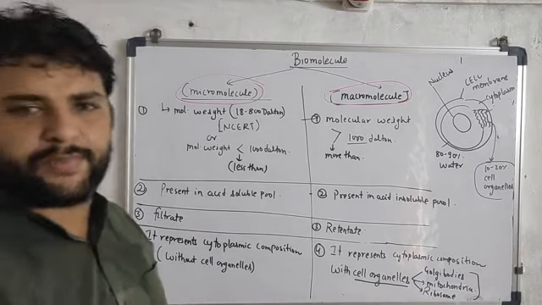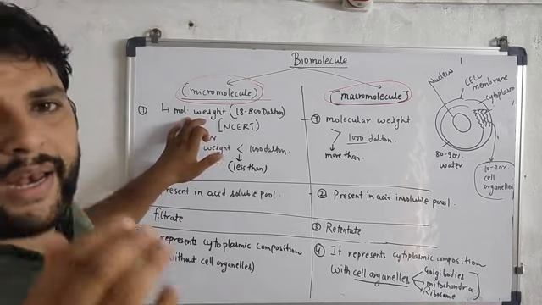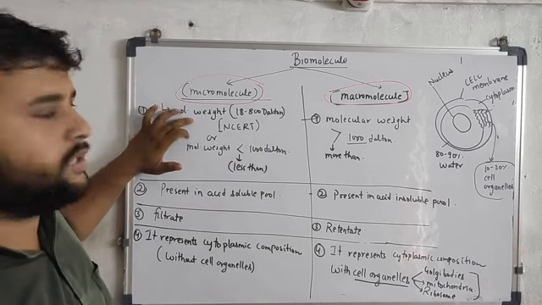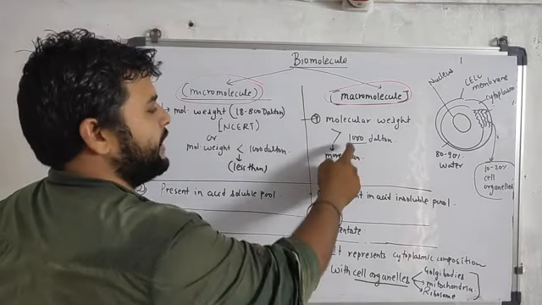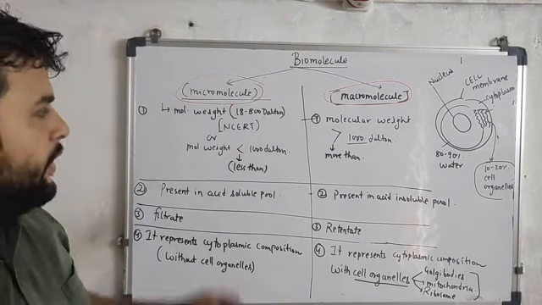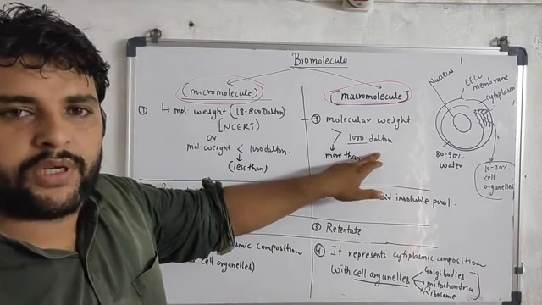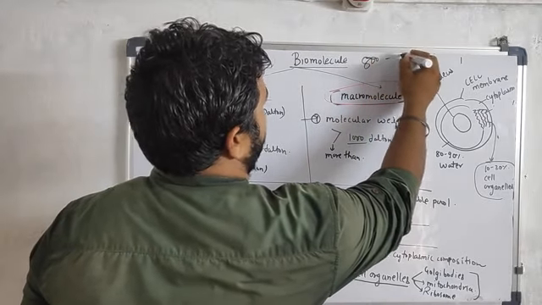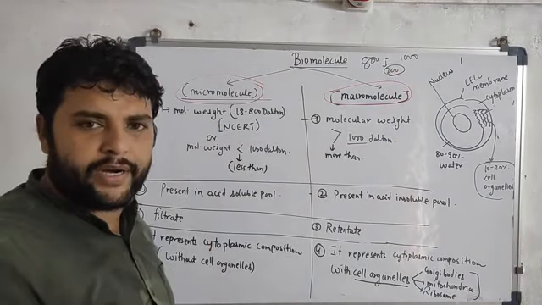In NCERT a data has been given that any molecule whose molecular weight lies between 18 to 800 Dalton can be considered as a micromolecule. And any molecule whose molecular weight is more than 1000 Dalton can be considered as a macromolecule. Just emphasize this point: 18 to 800, and more than 1000. Then what about the difference between 800 and 1000? Nearly there is no information for these 200 molecular weight units.